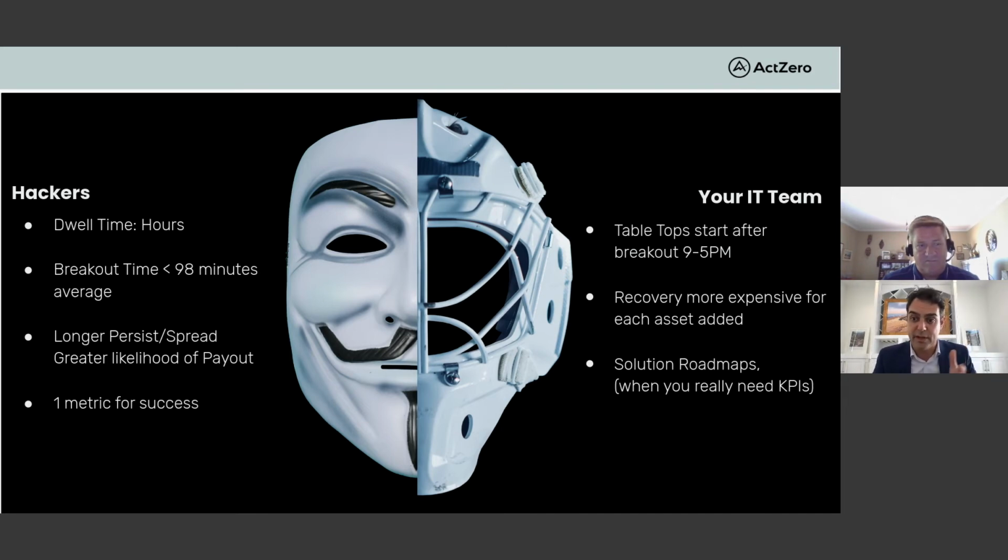That's how long the average breakout time is from initial access to the next asset. And then it geometrically decreases from there to go to asset C, D, E, F exponentially, like a fission reaction, right? The longer they can persist in the environment, the greater the likelihood is that they're going to be able to do this. Right? We got to get them out early.